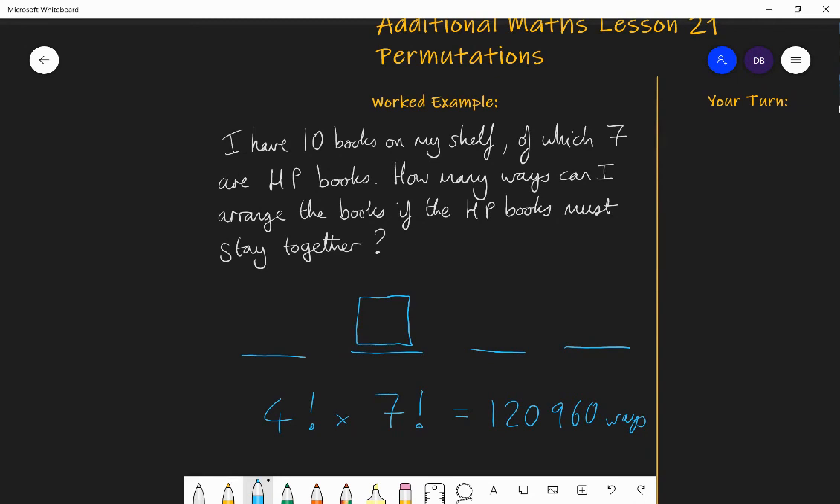If there was no constraint, it would just be 10 factorial, which is much larger. But there is a constraint, and so that's the answer.